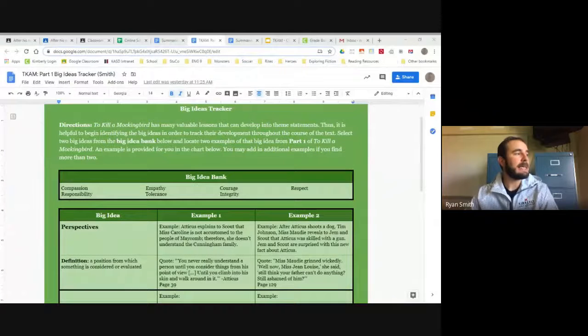The big ideas, we created a big idea bank, just some ideas that we think really stand out throughout part one. And we're going to be building on this in part two, but we're also going to have other ones that show up because it's a different section of the book. They're general ideas: compassion, responsibility, empathy, tolerance, courage, integrity, and respect.